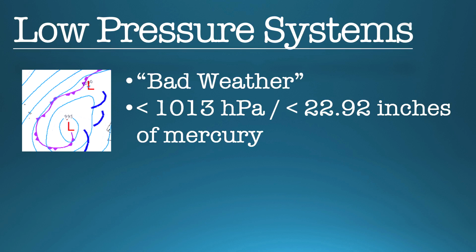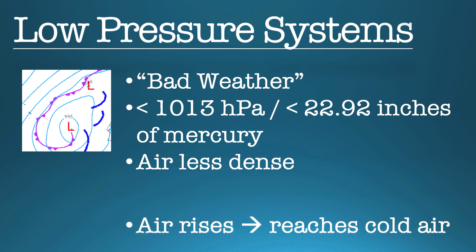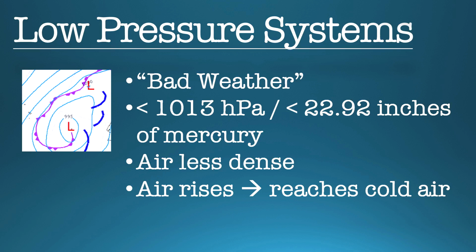So what does this mean? Well, it means that the air in this area is less dense. So what will happen, because the air is less dense, it will rise up in this center area. Okay, so it will go from the ground up into the center of the low pressure system. Now, of course, when this air rises, at some point it will encounter colder air. As you may know, if you've ever been in the mountains, the air is cold at higher altitudes. So here is the same principle.